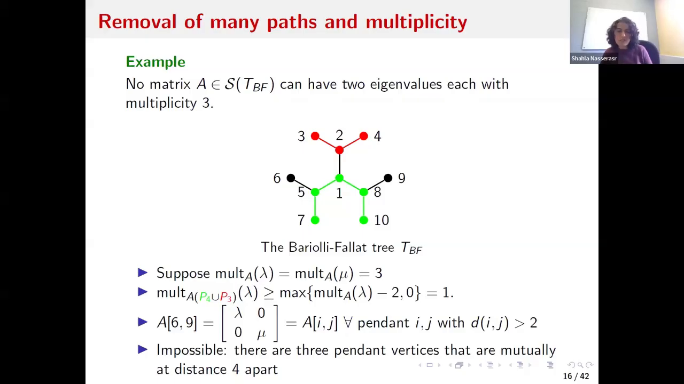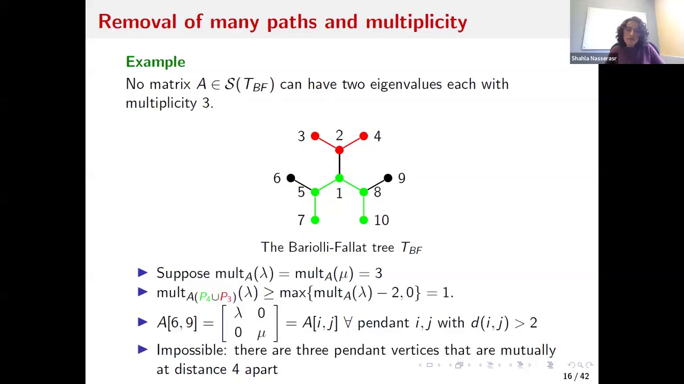Using the previous inequality, we can show that any matrix for this tree cannot have two eigenvalues both with multiplicity 3. One way to see that is, let's say there is such a matrix. So let's say there are two eigenvalues for matrix A, lambda and mu, such that both of them have multiplicity 3.